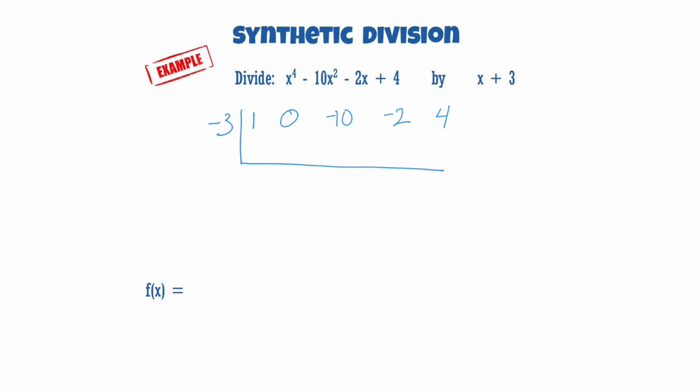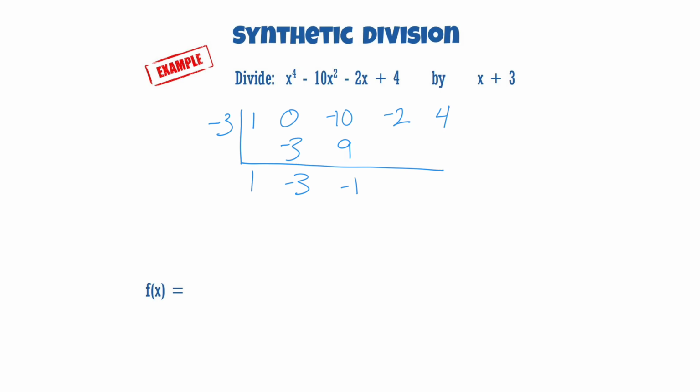Don't be too anxious to get these close together. Spread them out so you don't get them all mixed together and you lose track of those negatives and stuff. Spread them out a little bit. All right, so now you bring the 1 straight down. Take the 1 times the -3 and write it here. And then you always add downward. Then we always take this number times the k. So -3 times -3 is a 9. And then you add down.